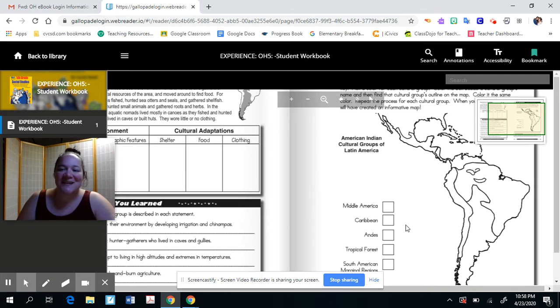The Andes Mountains, if you remember from when we did early civilization videos, the Andes Mountains are this area right here. So this is what you would color code. And this is where the Incas kind of took over. Again, this is the Andes stretched along the west side of South America.